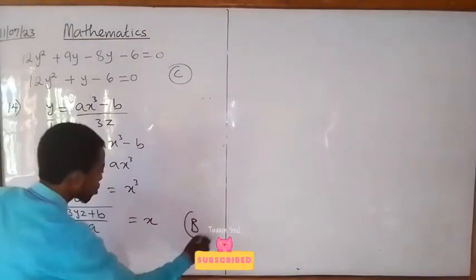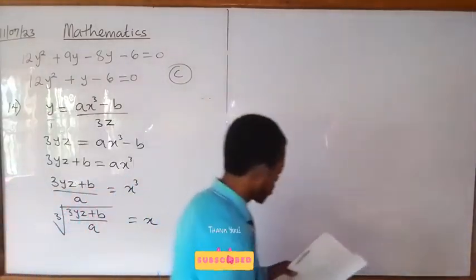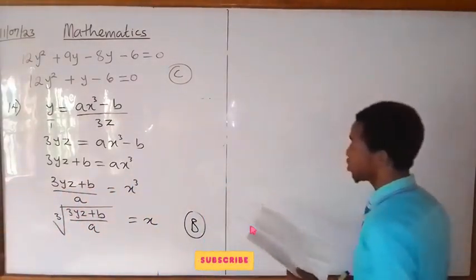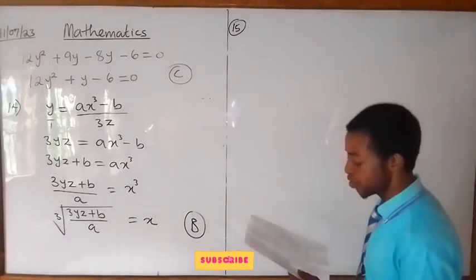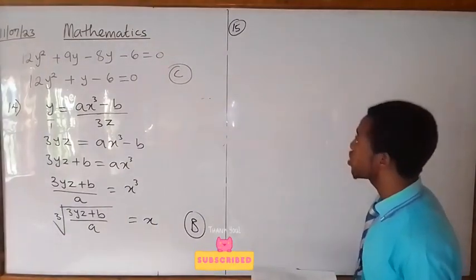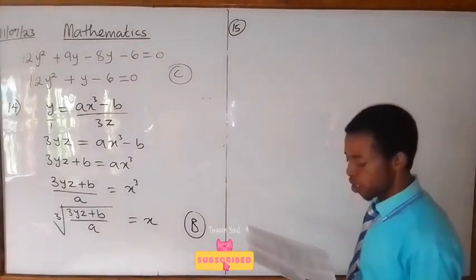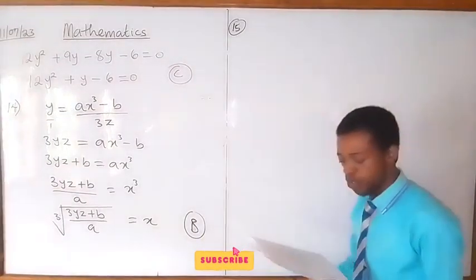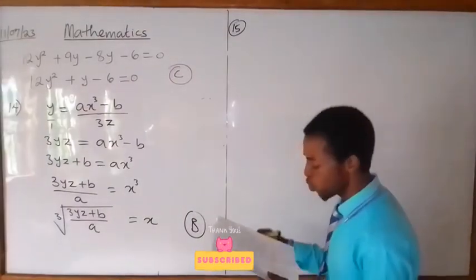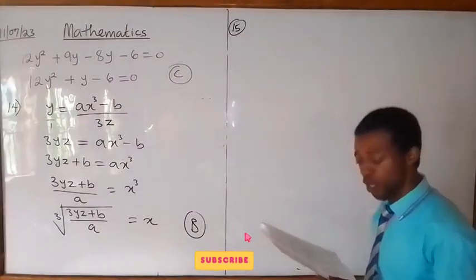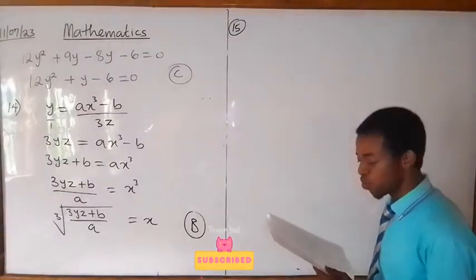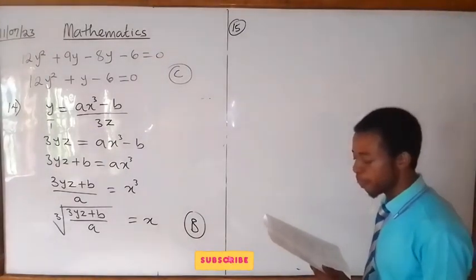Number 14 question done. Now number 15 question. The price of a shoe was decreased by 22%. That's a statement. So we don't know the price of that shoe, but they say it was decreased. They now say if the new price was $27.30, what was the original price?